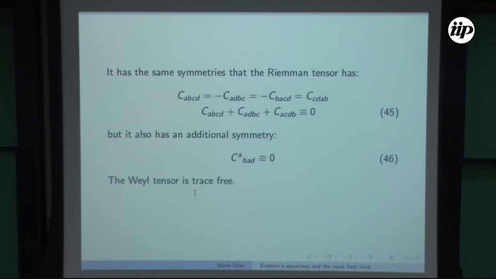It has the same symmetries that the Riemann tensor has, but it has one additional symmetry when you add a sum. This is a sum indicated here on the index A: C^0_{B0D} plus C^1_{B1D} plus so on and so forth. That's a trace of the Weyl tensor. The Weyl tensor is trace-free, and that's something that becomes very useful.